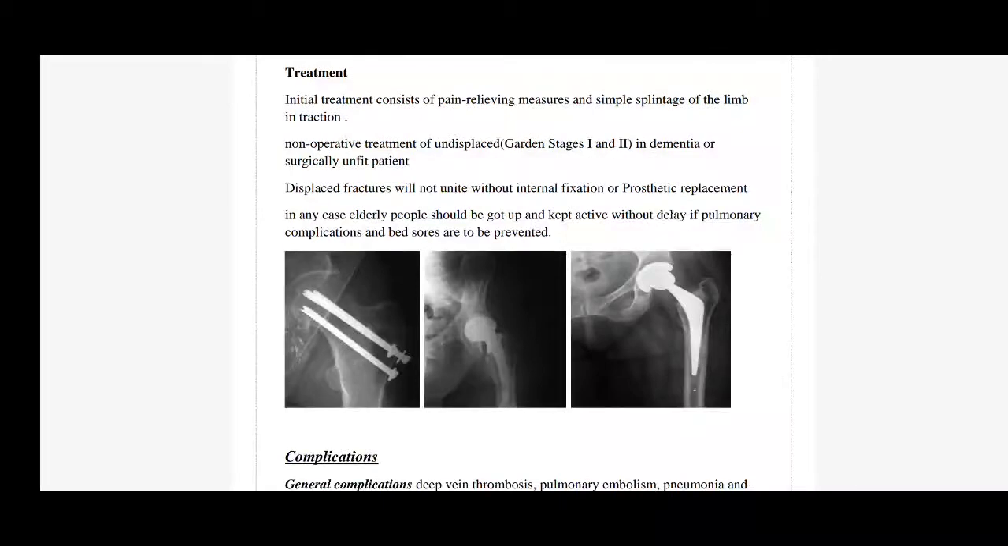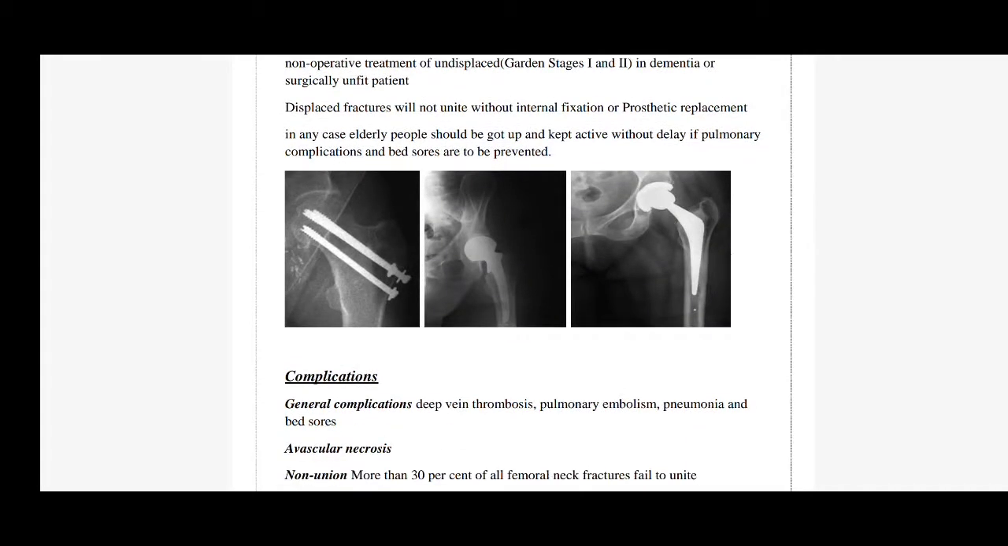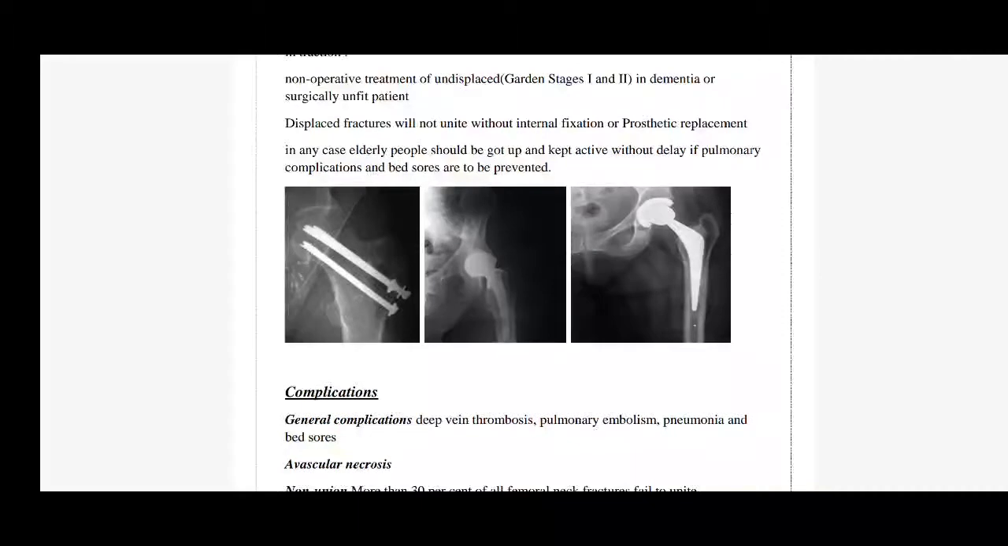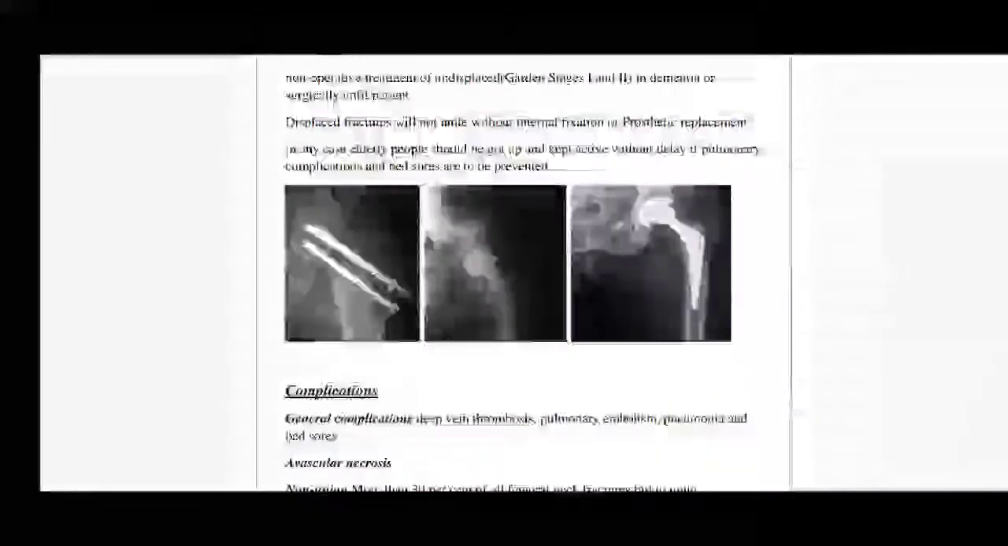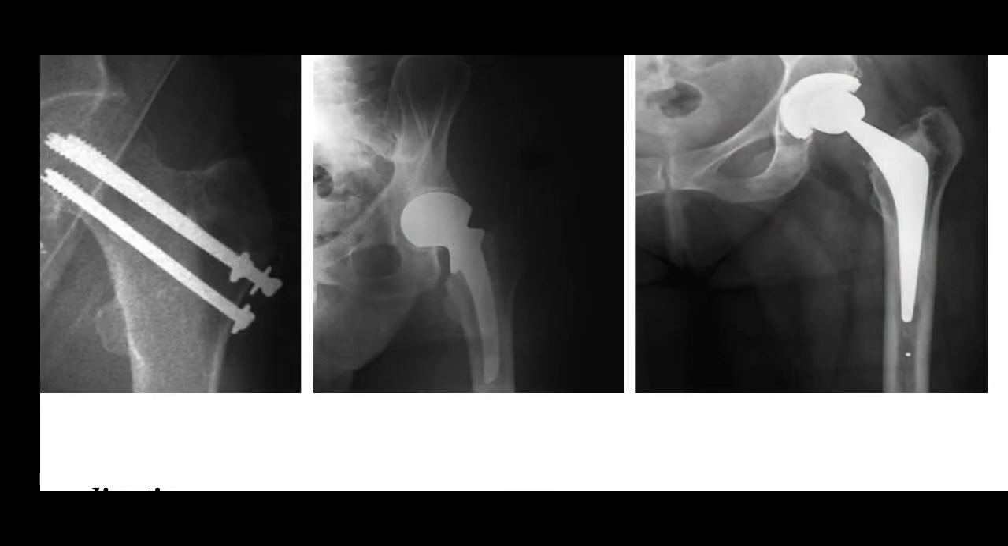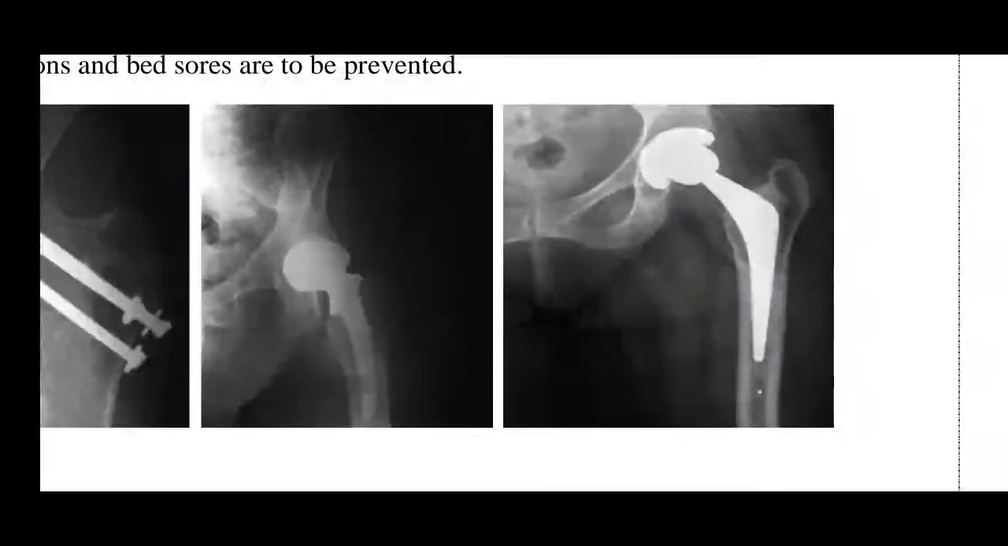Non-operative treatment is for non-displaced type 1 and type 2, in dementia or surgically unfit patients. Otherwise it is surgery. Displaced fracture in young age is treated by three cannulated screw fixation in triangular fashion. In old age, hemiarthroplasty. This is called Thompson cemented type. Other types are Austin, or more nowadays we use bipolar arthroplasty. Or especially in old age with arthritic changes of the hip, we use total hip arthroplasty.